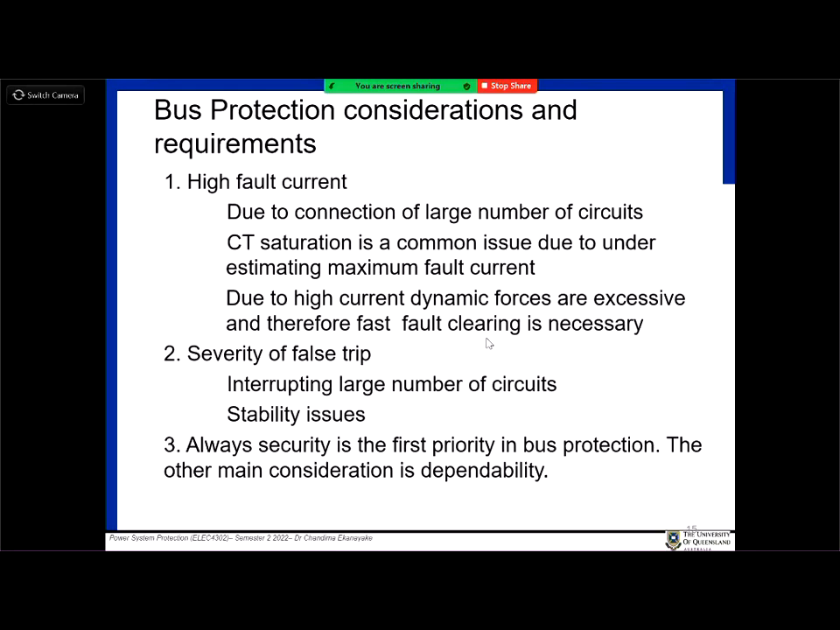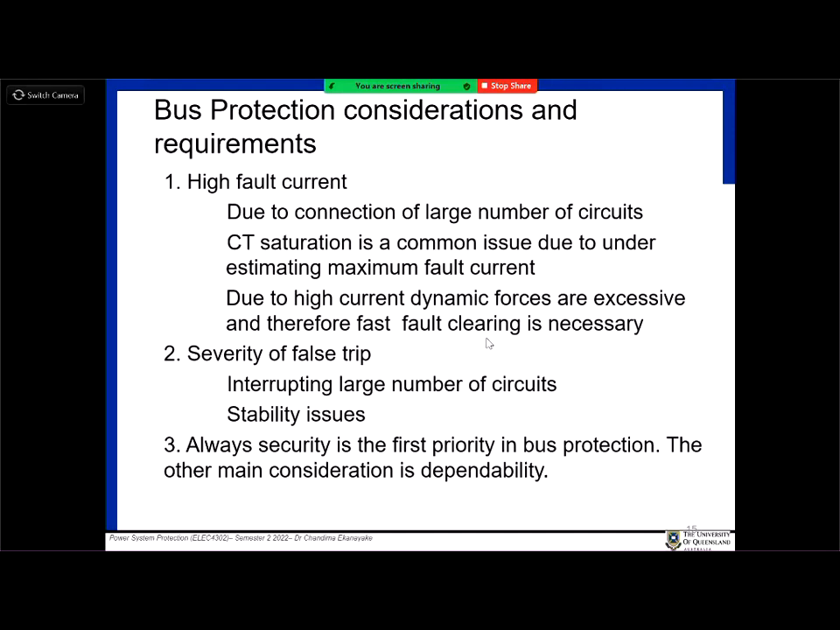So that is another thing that we need to consider. Sometimes, as human beings, when there is something which you can't avoid, then you use that as some sort of advantage. So sometimes we use CT saturation, which I will come to, to identify the faults. Then you don't have any problem of CT saturation. So that is another way of identifying this bus fault. We will come to those things.